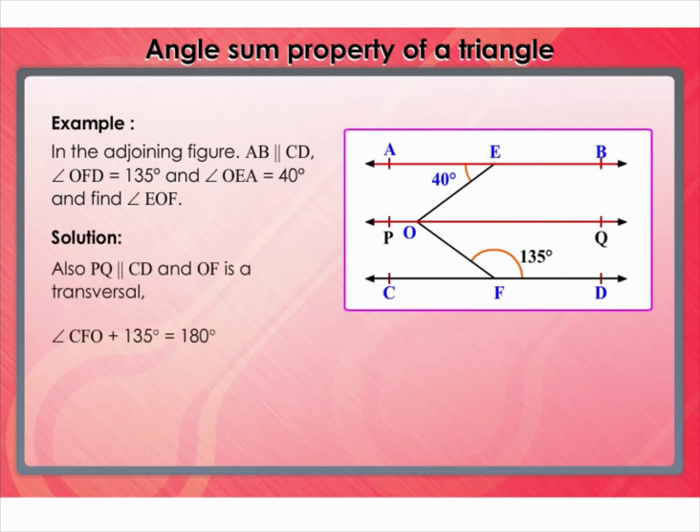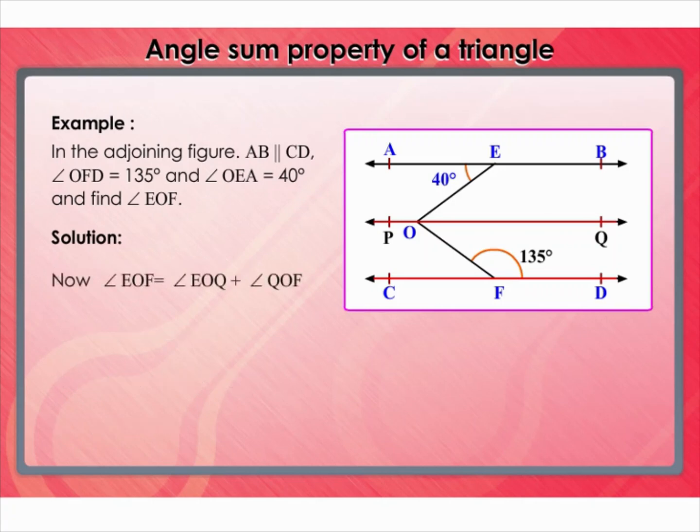Angle CFO plus 135 degrees equals 180 degrees. On simplifying, we get angle CFO is equal to 45 degrees. Now angle EOF is equal to angle EOQ plus angle QOF. We know that alternate angles are equal. So angle EOQ is equal to angle OEA and angle QOF is equal to angle CFO. So we write angle EOQ is equal to 40 degrees plus angle QOF is equal to 45 degrees. Adding this, we get angle EOF is equal to 85 degrees.